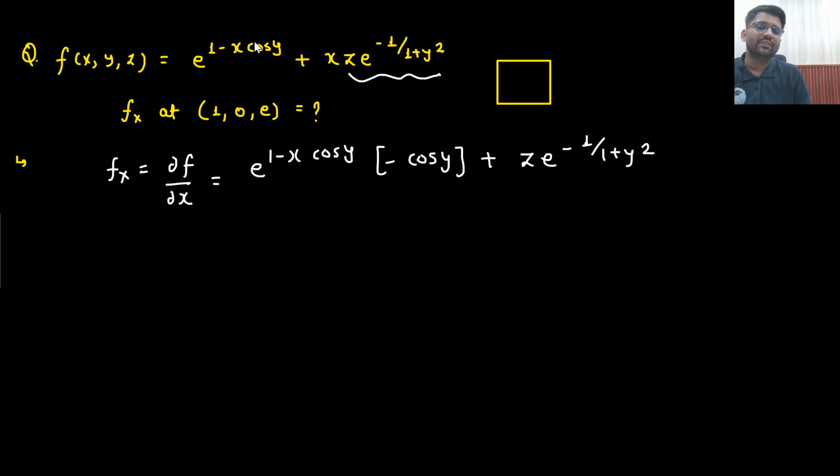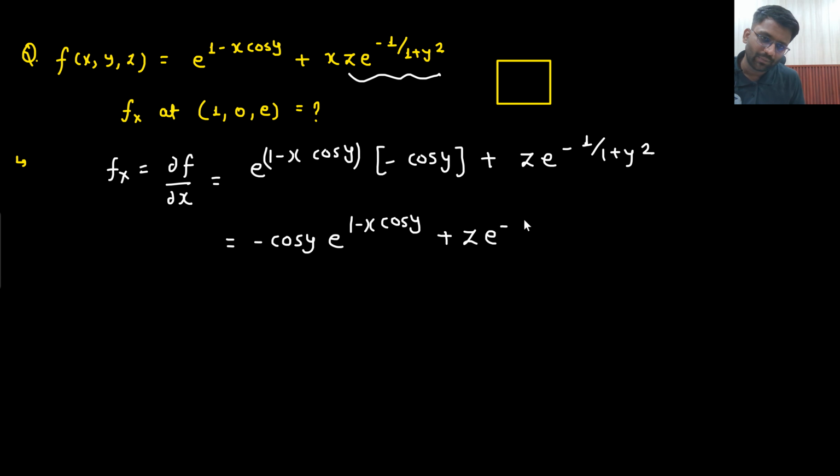What is it? e to the power some function of x. Then differentiate this function. What will be the differentiation of this function? Differentiation of 1 will be 0. Differentiation of x cos y: cos y will be constant, so I am taking it outside. Differentiation of x will be 1 only, but there is a negative sign, so minus 1. So e to the power 1 − x cos y multiplied with minus cos y. So eventually this is the answer we are getting: minus cos y e^(1 − x cos y) + z e^(−1/(1 + y²)). This is your fx.